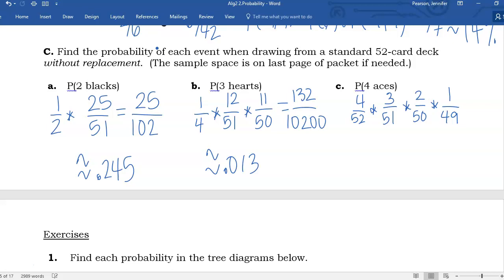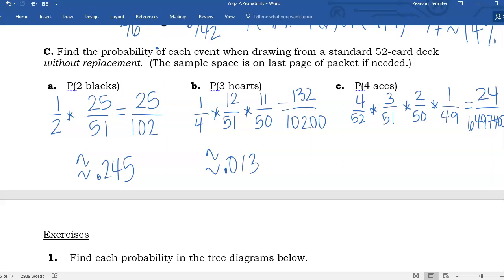4, 3, 2, 1 on the numerator gives us 24. And in the denominator, it's going to be something crazy. Okay, 52, 51, 50, and 49. 6,497,400.